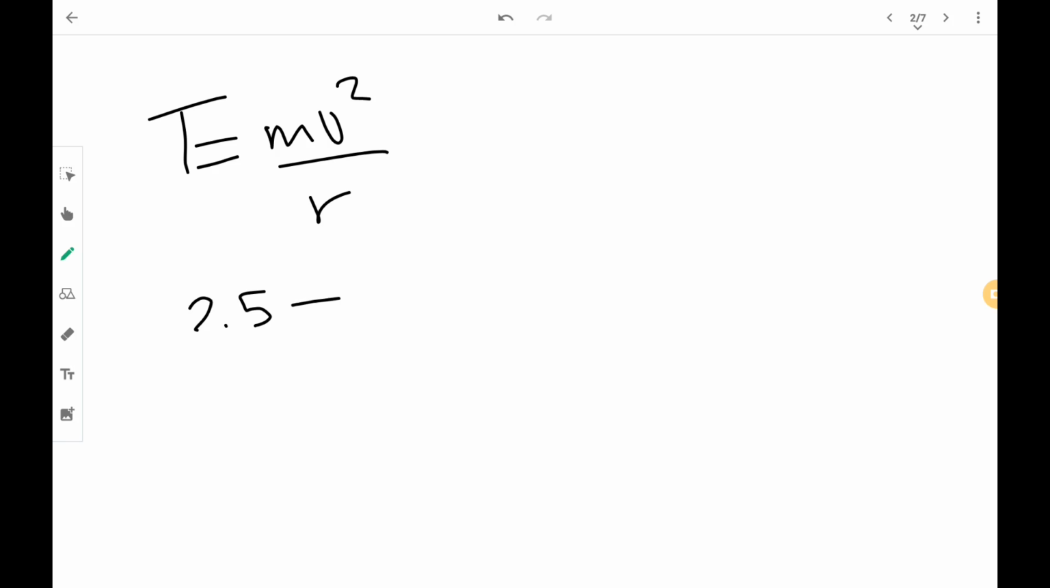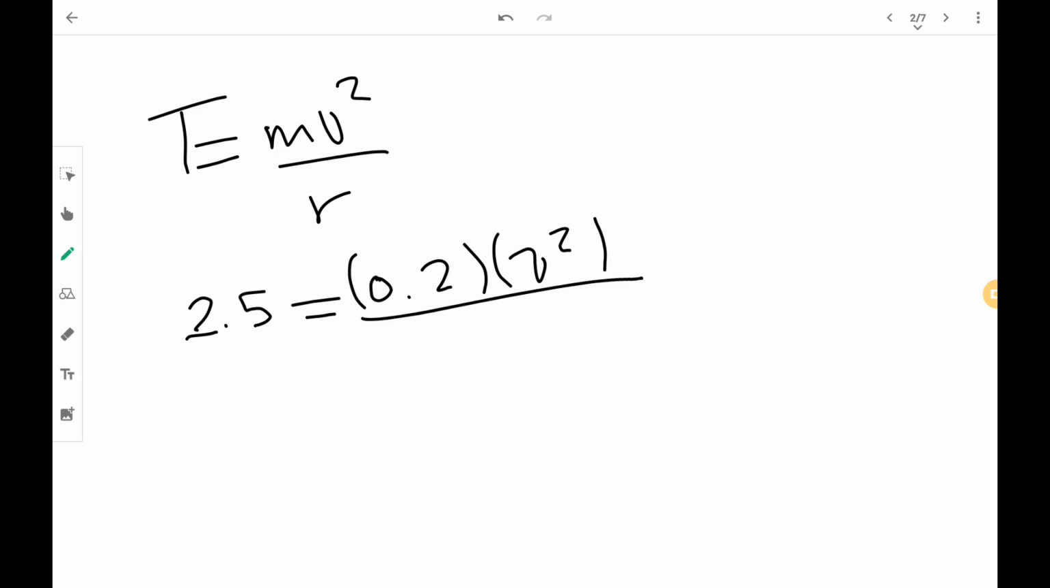So you just substitute in the equation T equals m v squared over r. 2.5 is equal to 0.2 times v squared over the radius, which is 0.5. You will get v to be 2.5.